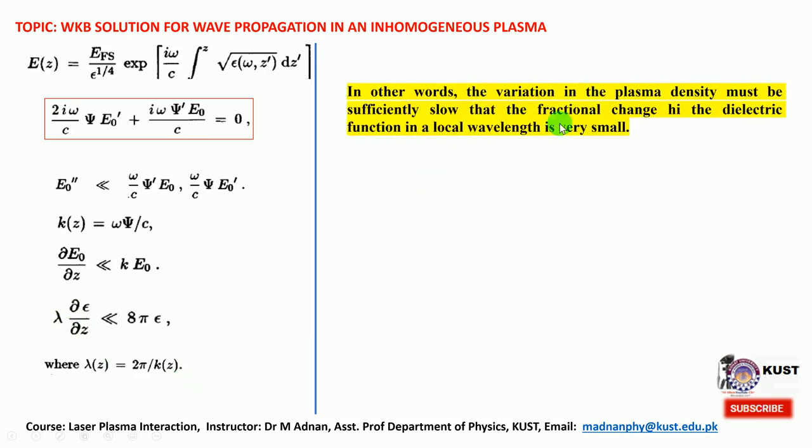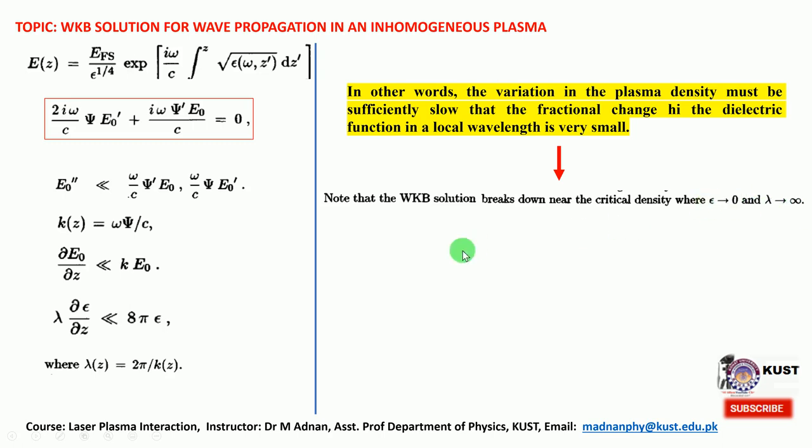In other words, one can say that the variation in the plasma density must be sufficiently slow that the fractional change in the dielectric function in a local wavelength is very small. The WKB solution breaks down where the plasma dielectric function goes to zero, at the critical density, or we can say the turning point, where the plasma frequency is equal to the frequency of the electromagnetic wave, so that the plasma dielectric function goes to zero, and there the lambda goes to infinity.